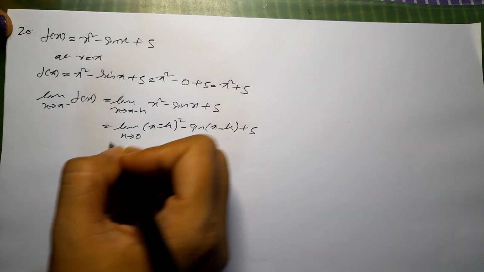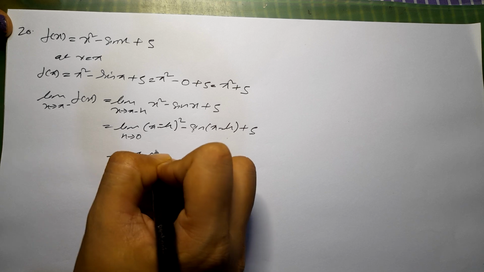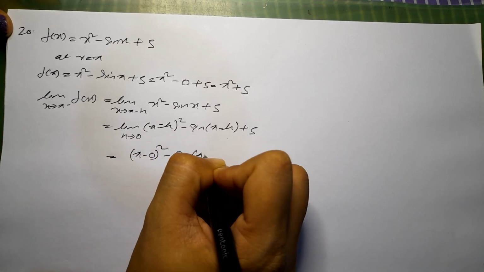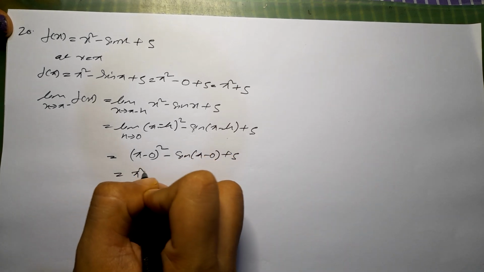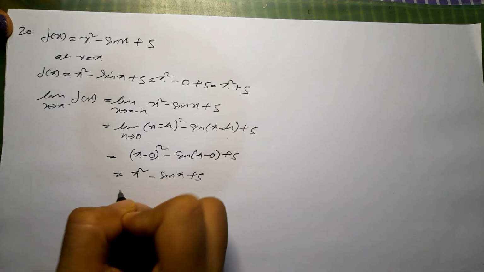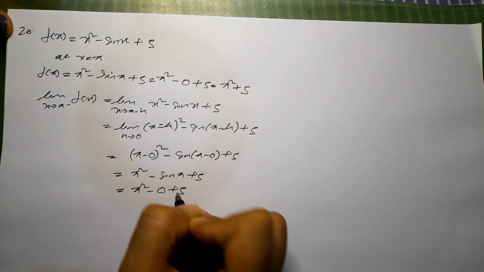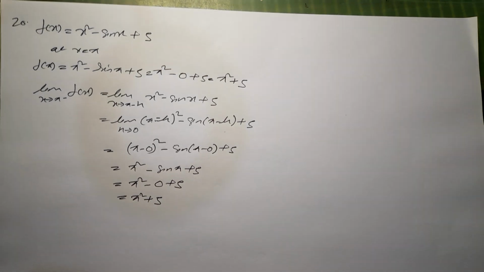Now instead of h, we are going to put 0. So (pi minus 0) whole square minus sin (pi minus 0) plus 5. So that is pi square minus sin pi plus 5. Value of sin pi is 0. Pi square minus 0 plus 5, that is pi square plus 5. So this is the left hand limit.